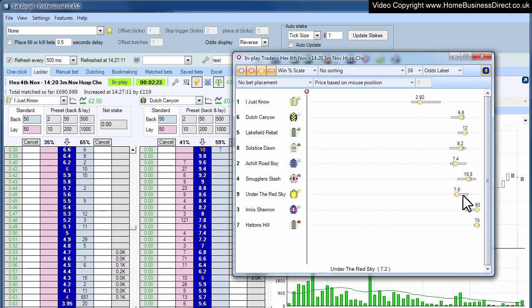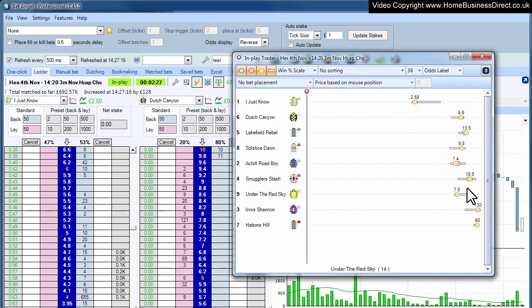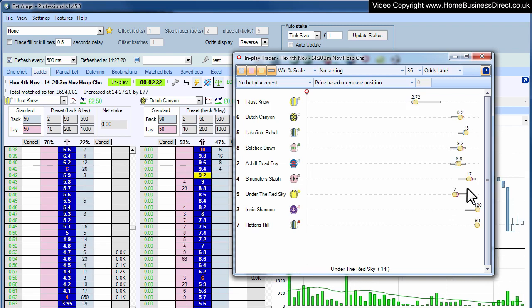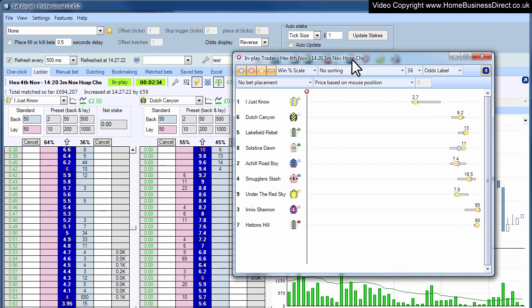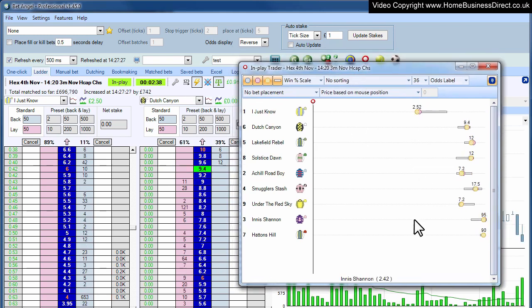So these 3 horses will be doing fairly well in this field. But it's just an indication, it's not an exact science, and it's definitely not the physical reality of where the horse is. But using the in-play trader is fantastic, because it is a useful guide.